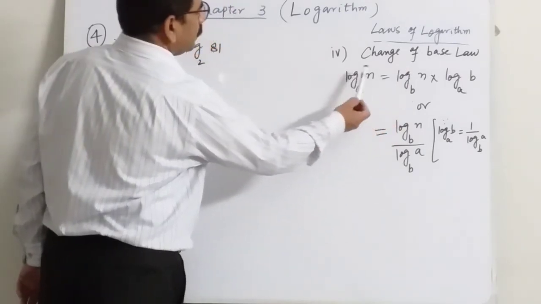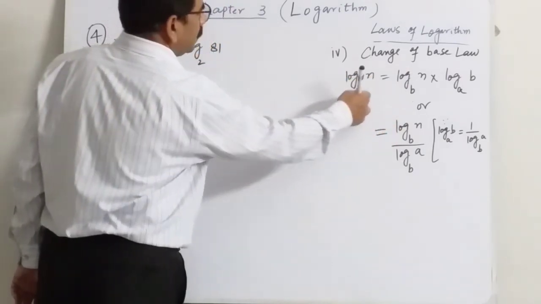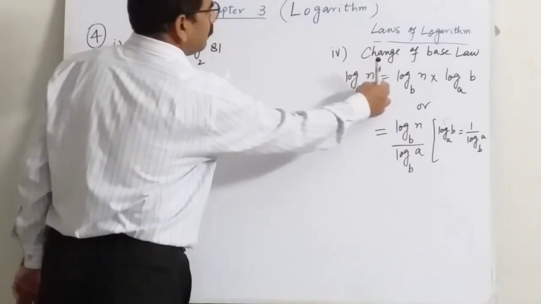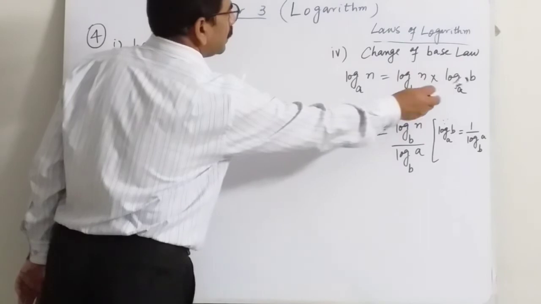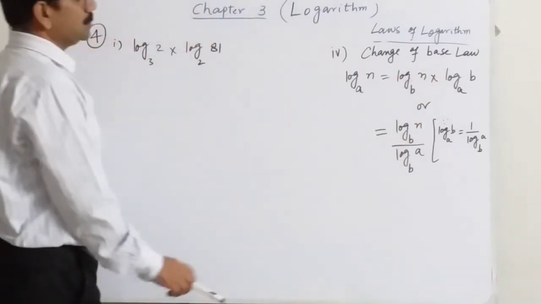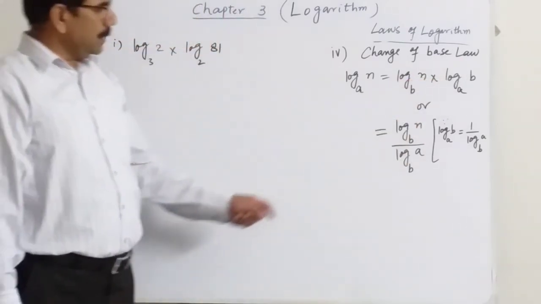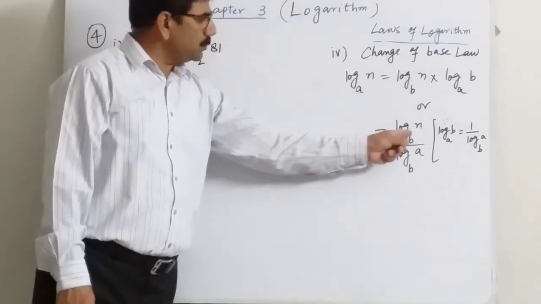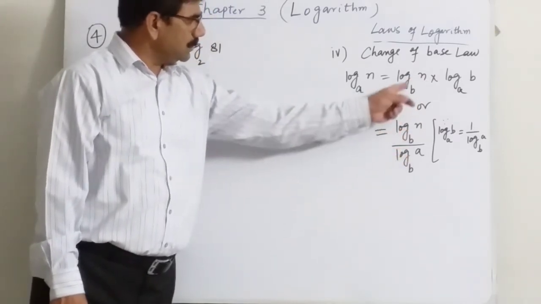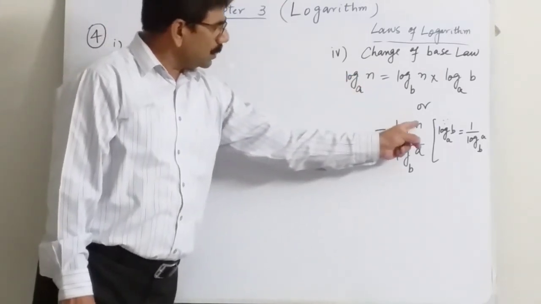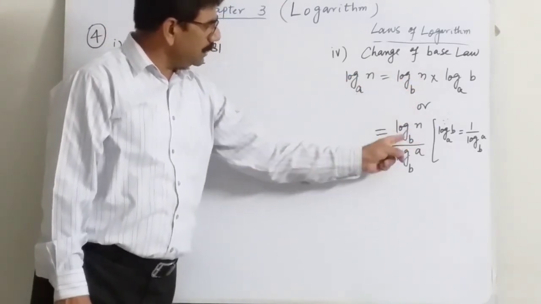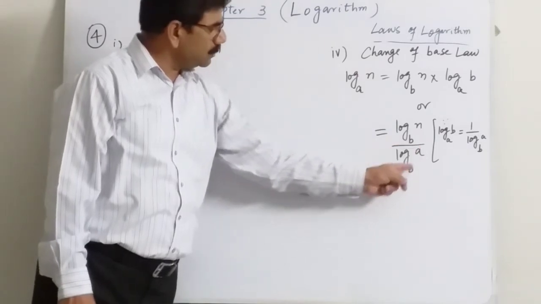If we have log of a number to the original base, that will be equal to log of that number to the new base multiplied by log of new base to the original base. And this can also be written as quotient of the two logs. This is product of the two logs, and fourth law can also be written as log of n to the base b equal to log of a to the base b.